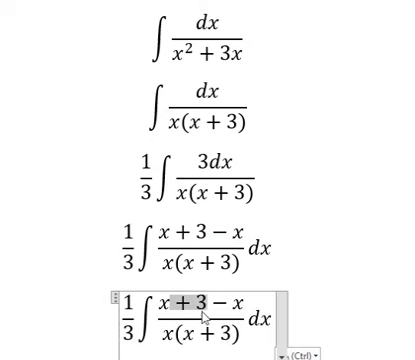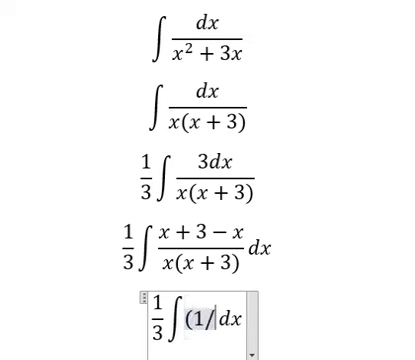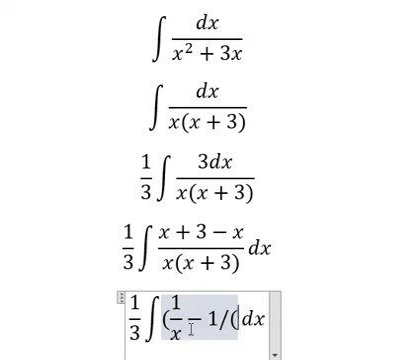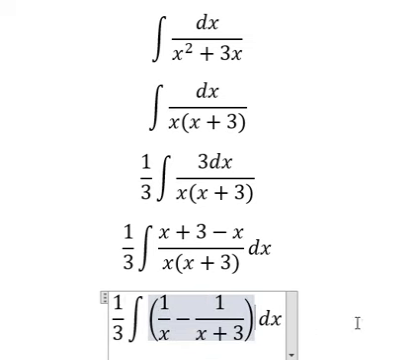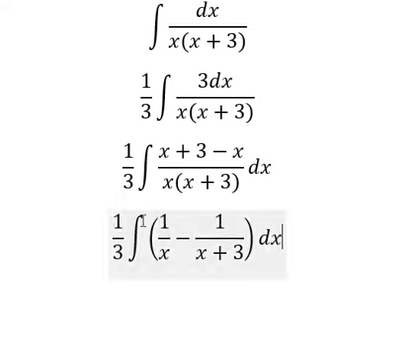So this one divided by this one, we have number 1. S divided by s, we have number 1. So we have 1 over s minus 1 over s plus 3. And now we have the final answer.